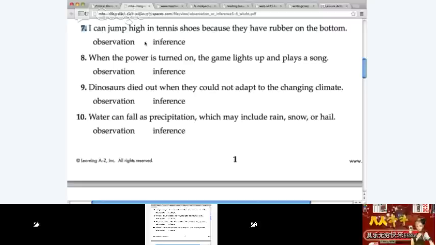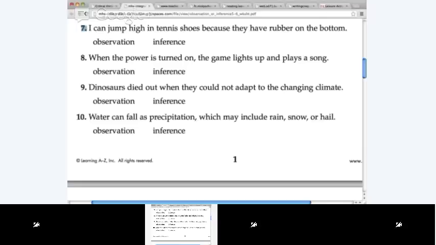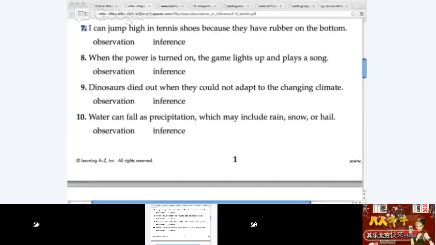I think observation. Yes. I think that could be both. It could be both. Let's see. Because if you take it like some kind of experiment, where you jump several times without the tennis shoes, and after that you jump several times with the tennis shoes, and compare the numbers, surely it will be an observation. But if you don't do that, and you just look at the tennis shoes and think about it, so you think that maybe you can jump high in tennis shoes, well, in that case, it will be an inference.